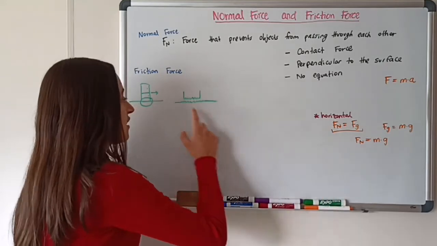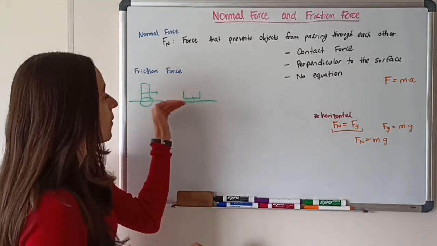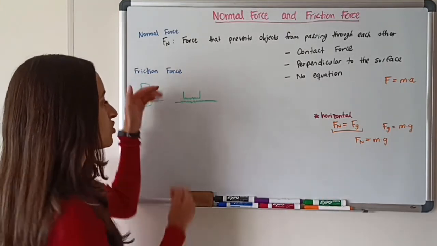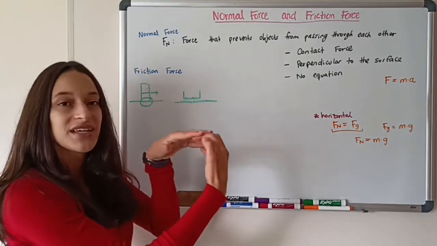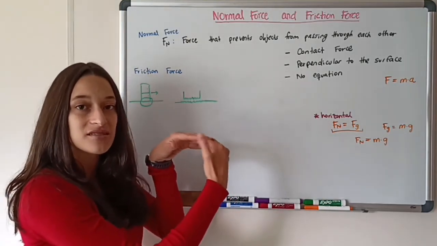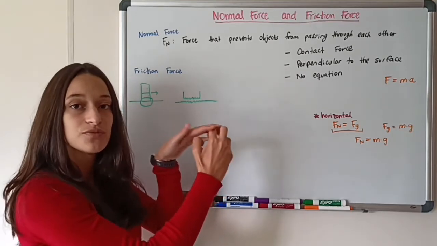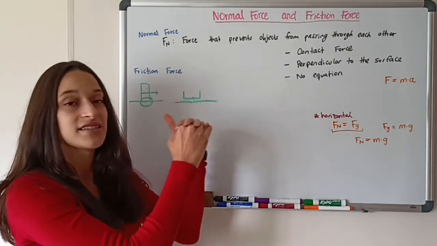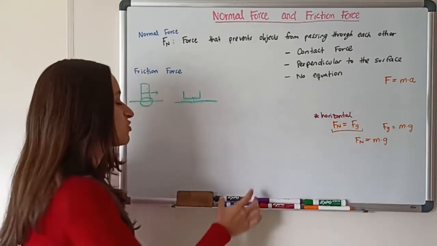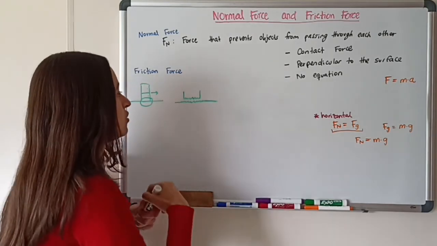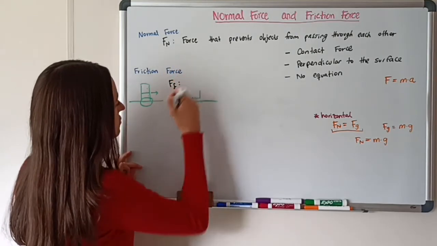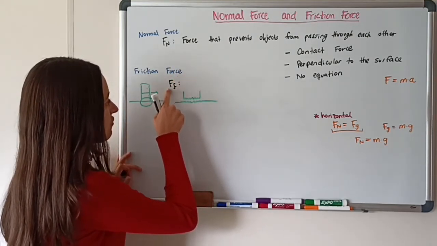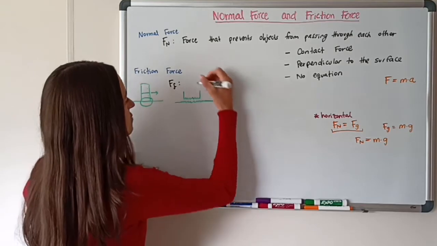So what happens is that when you try to move the refrigerator, which is pressed together with the ground, the spikes of the refrigerator will get tied into the spikes of the ground, and it'll be really hard to move them because they're just tied in together. That is what is called friction. So friction, we're going to call it FF. This F is for friction and this F is for force.